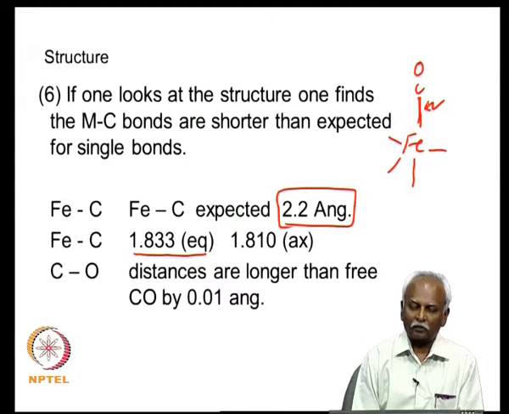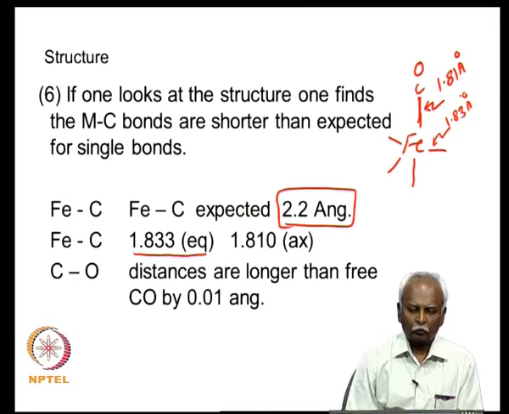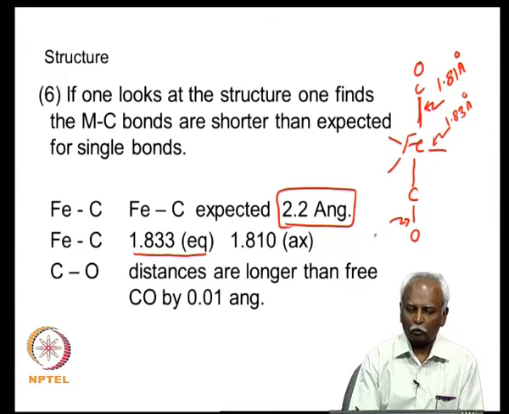The axial bond surprisingly is 1.81 angstroms, and the equatorial bond is the one which is 1.83 angstroms. So, these distances are shorter than expected, and the CO distance we are talking about here is longer than what is observed in free carbon monoxide by 0.01 angstroms.